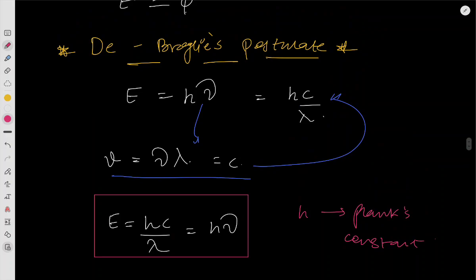So de Broglie was doing his bachelor's and during that he wrote a research paper in which he said that nature loves symmetry, and if nature loves symmetry, then if radiation has two forms, then matter should also have two forms: number one, a wave form, and number two, the particle form.